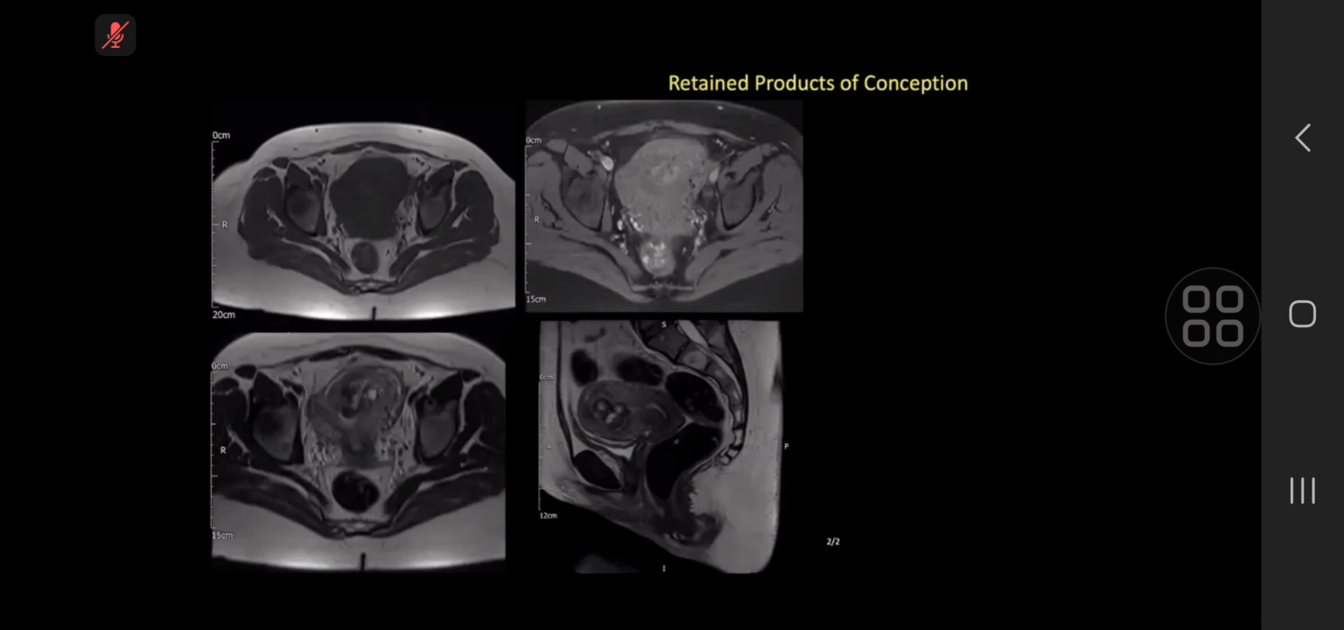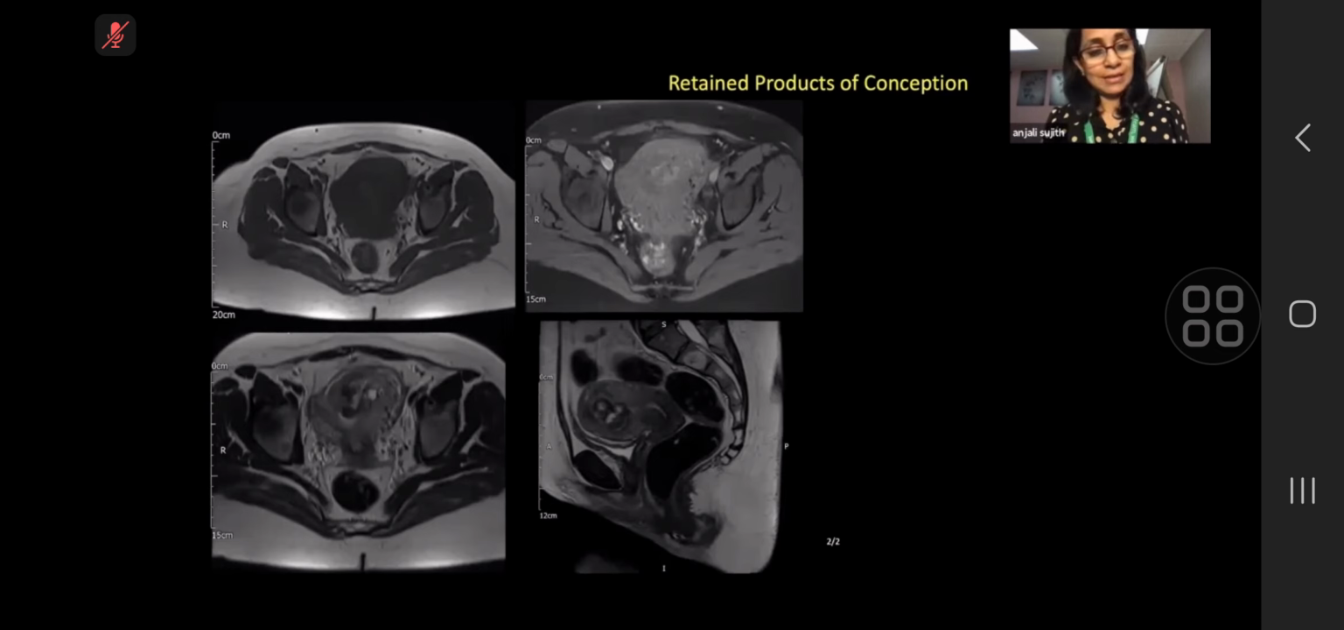Yeah, good. So we've already seen it has blood flow within it on the ultrasound. So this is a retained product of conception. But again, you do need to demonstrate the vascularity to confirm it. Look at the T2 image here. Is there anything else that you would like to add?